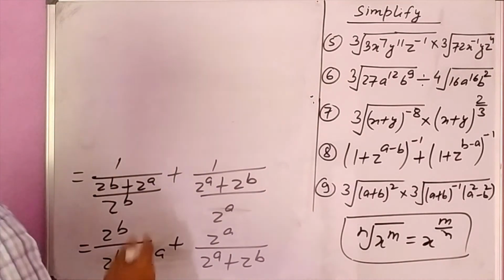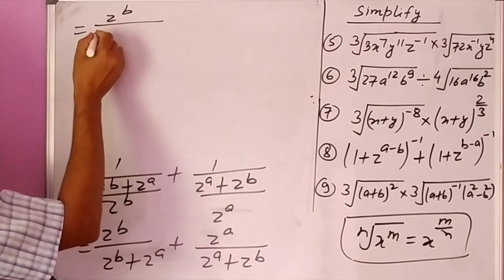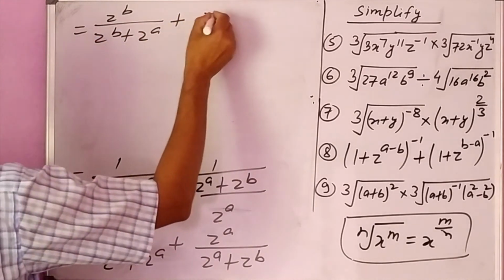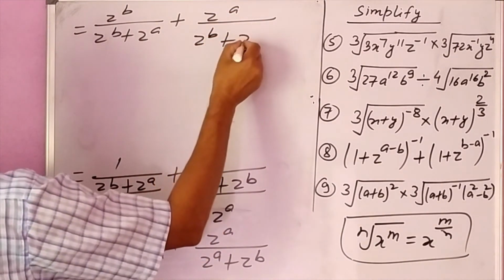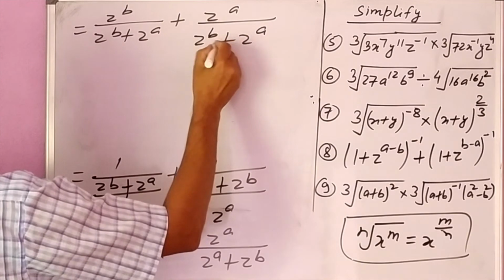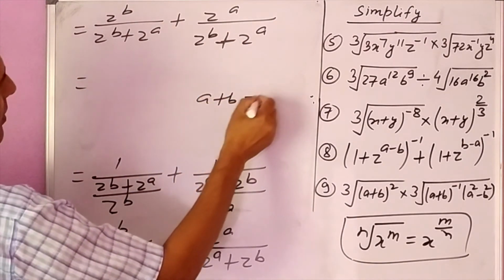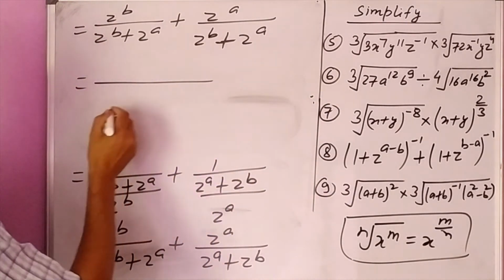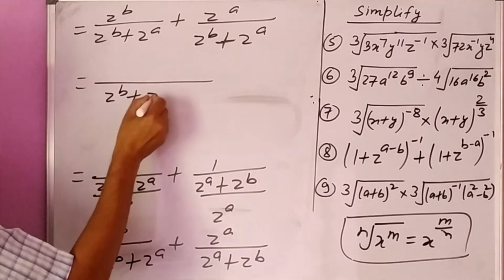Look here now. It is z to the power b upon z to the power b plus z to the power a, plus z to the power a upon, this also can be written as z to the power b plus z to the power a, because both terms are positive here. Either a plus b or b plus a, it is the same thing. So now we have the same denominator. We are taking the LCM, z to the power b plus z to the power a.